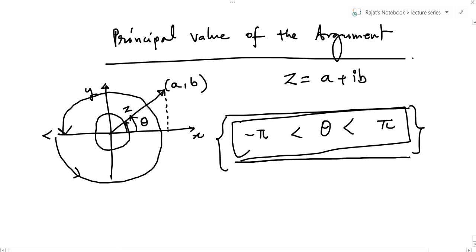This is essentially to remove the confusion of rotations. You can make n number of rotations and the argument will still be correct, but the principal value will be 1. The principal value is unique.